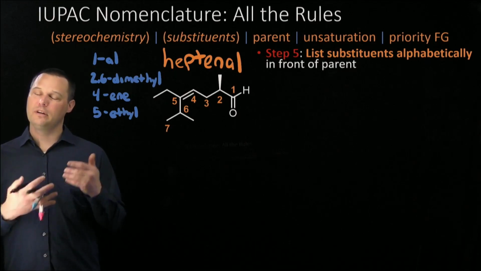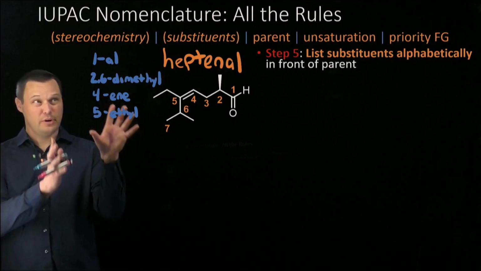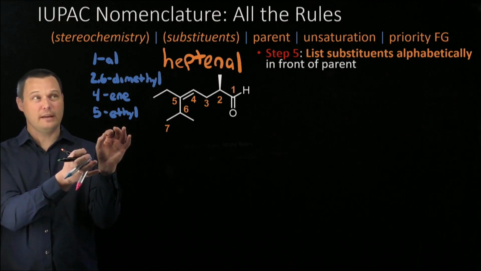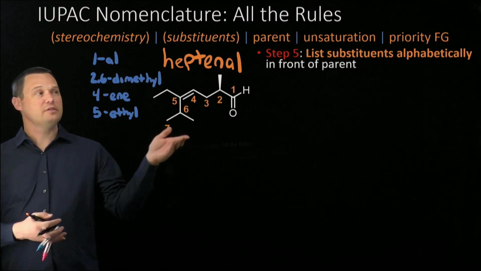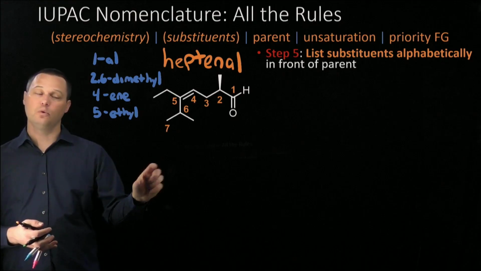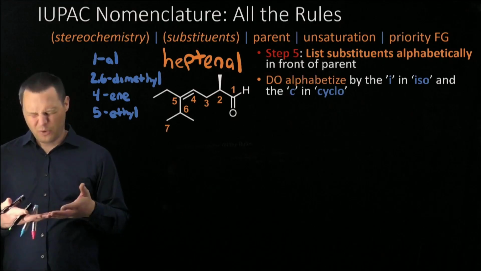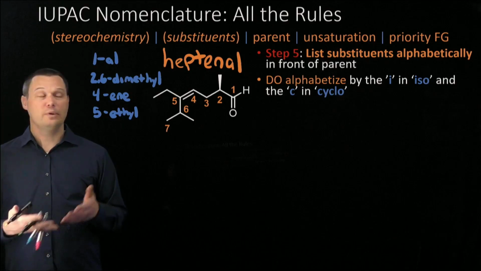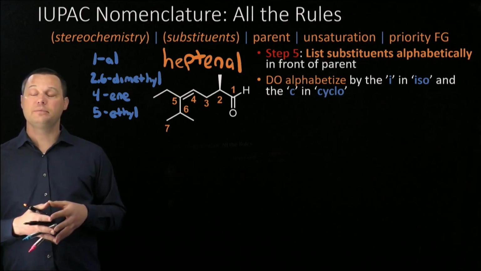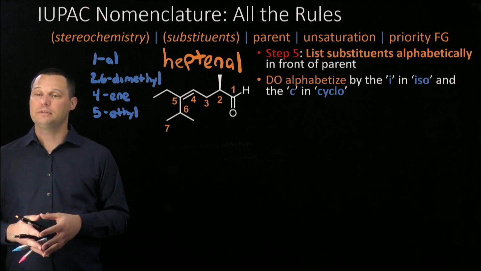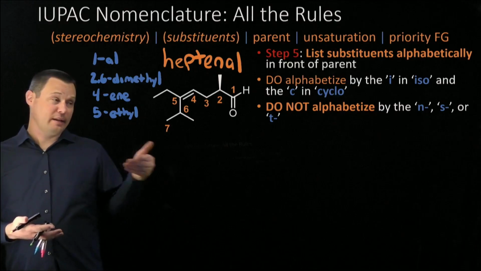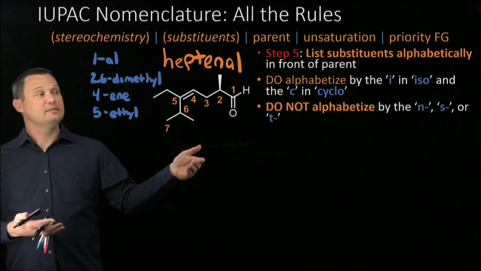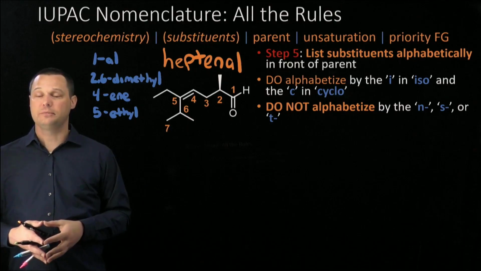We've done the hard work, now we're racing across the finish line. To put all this together into an official IUPAC name, we start by listing all the substituents on the molecule in alphabetical order in front of the parent name. And of course, there are some subrules for alphabetization. We do alphabetize by the I in iso substituents or the C in cyclo substituents, but we do not alphabetize by the N in normal substituents, S in sec substituents, or T in tert substituents.